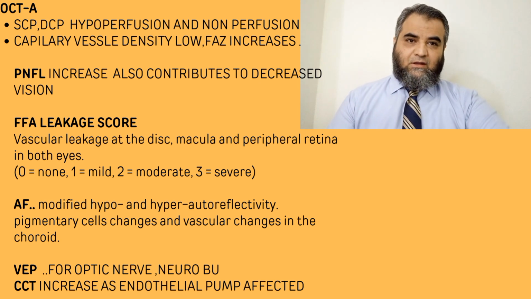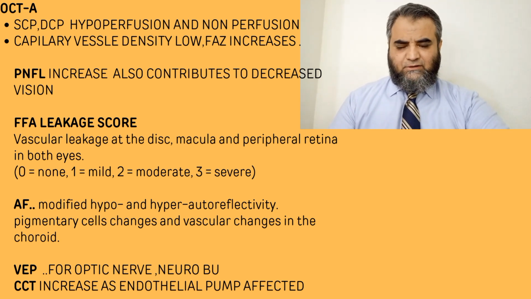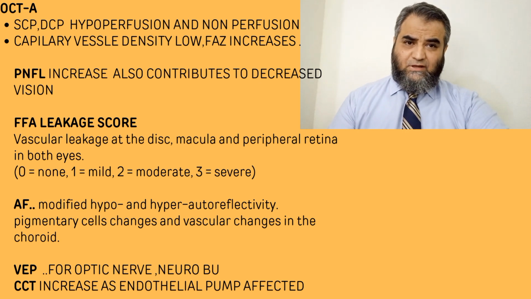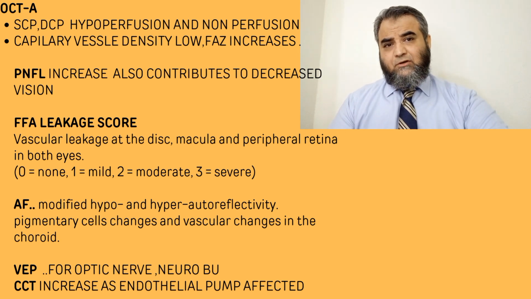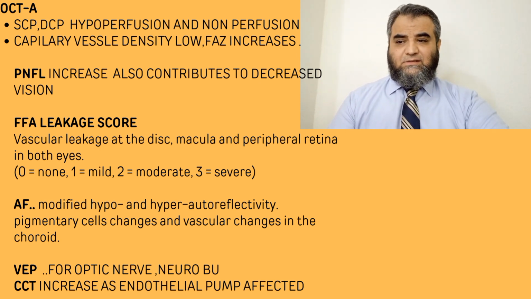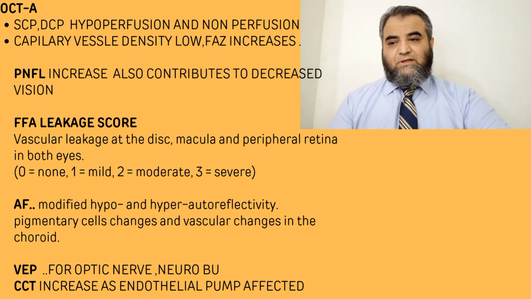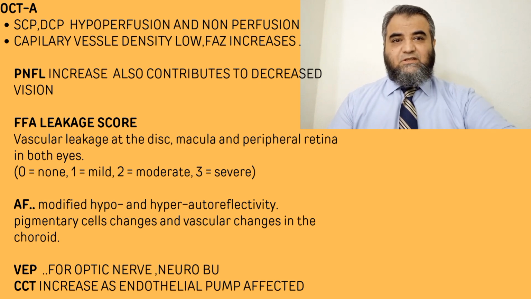All these things are happening, with vascular changes in the choroid contributing to the hyporeflectivity and hyperreflectivity. VEP is basically experimental for the optic nerve and for Behcet's uveitis patients. Yes, it can be done for them if it is available. If we talk about the central corneal thickness, it is increased. It is understandable that whenever the endothelial pump is compromised because of that much uveitis inflammation, the cornea will swell up and increase in thickness.